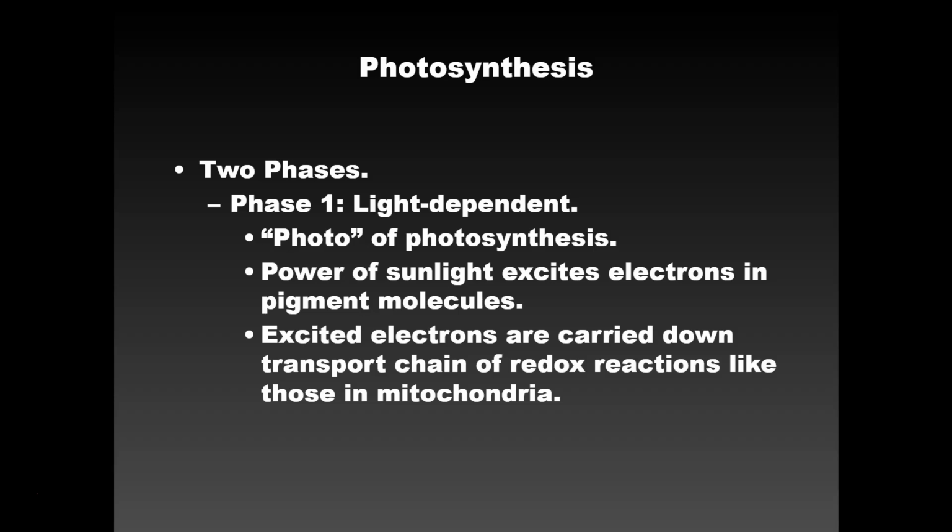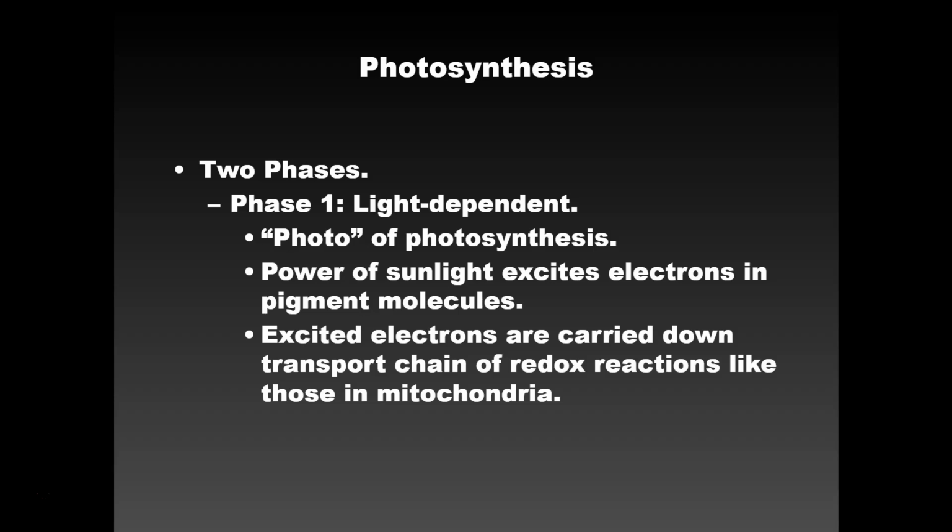So the power of sunlight excites electrons in pigment molecules. Those are those chloroplasts that we were looking at earlier. And excited electrons are carried down what's called a transport chain of redox reactions, kind of like those that happen in mitochondria. And we're going to be looking at mitochondria later on. I just thought it was smarter or easier to start with photosynthesis.